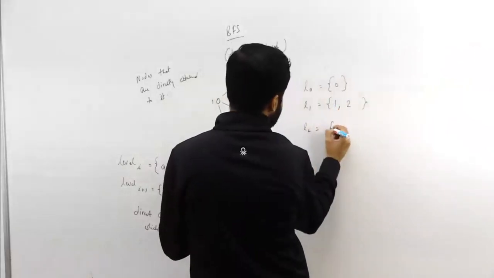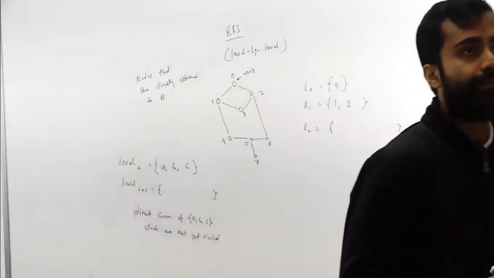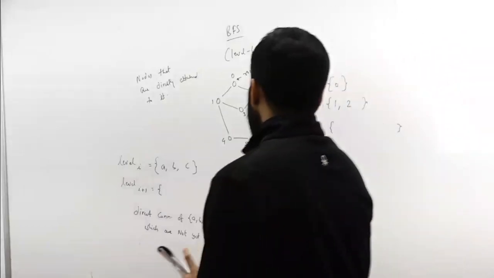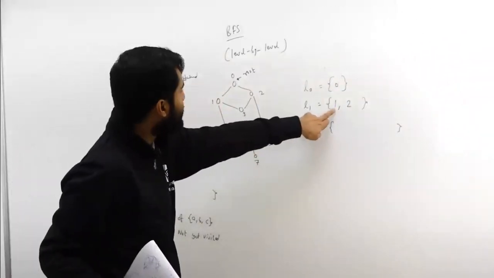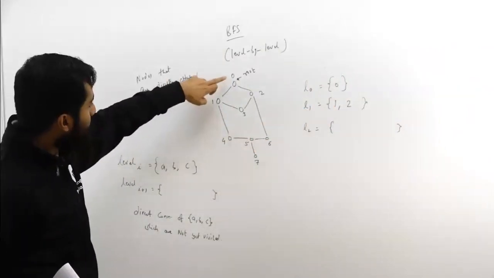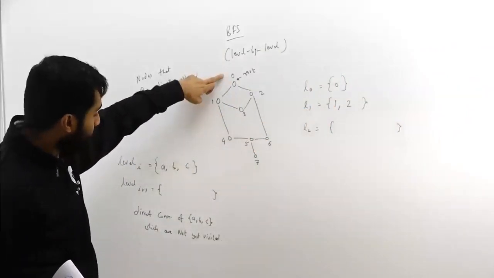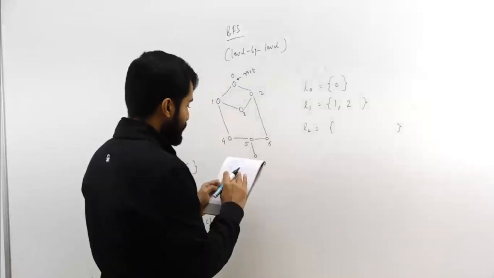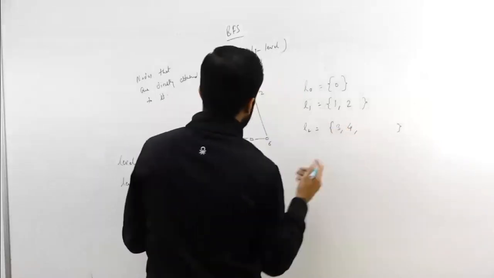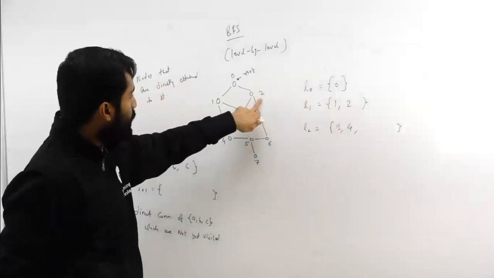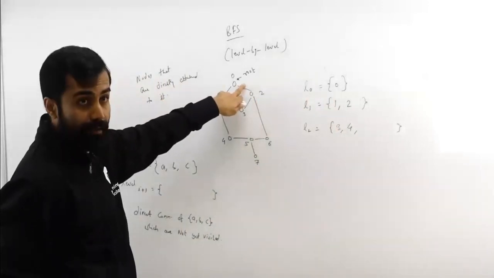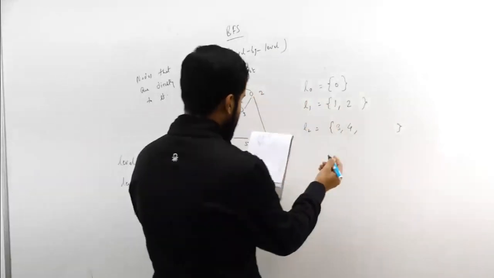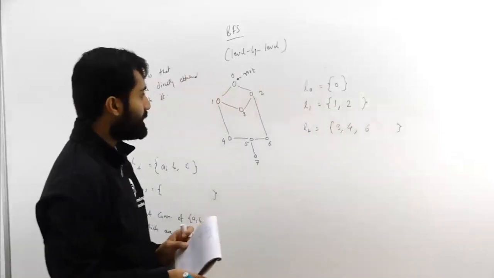Okay, how about level 2? In level 2, which all nodes will be there? When you look at it carefully, the direct connects of 1. What are the direct connects of 1? They are 0, 3, and 4. But 0 is already visited, so 0 will not be considered. However, 3 and 4 are not visited, so they will be considered. I have to do the same thing with 2. For 2 also, its direct connects are 0, which is already visited, 3, which is already visited, and 6, which is not visited, so it will come over here. That is how it goes on.